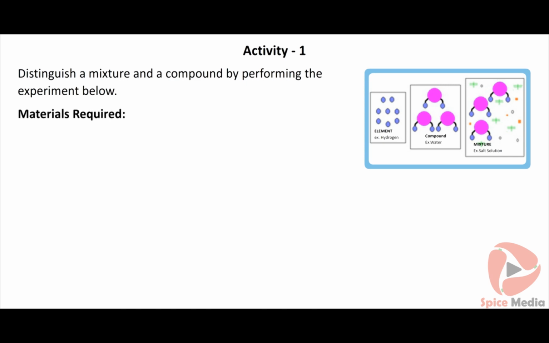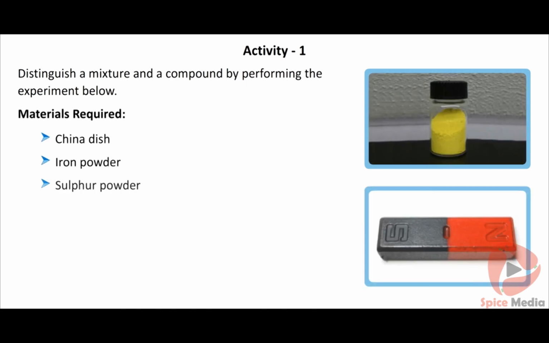Materials required: china dish, iron powder, sulfur powder, magnet. Procedure: take a china dish. Mix iron powder and sulfur powder in a china dish. In another dish, take the same substances and heat them strongly. Bring a magnet closely to the china dish.